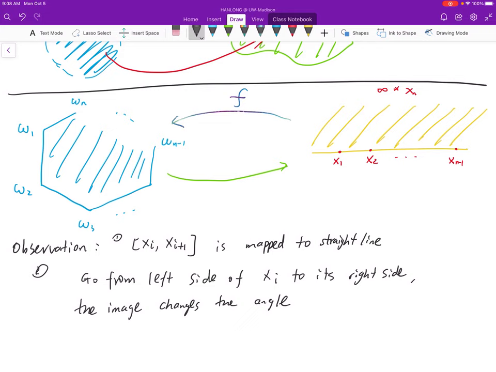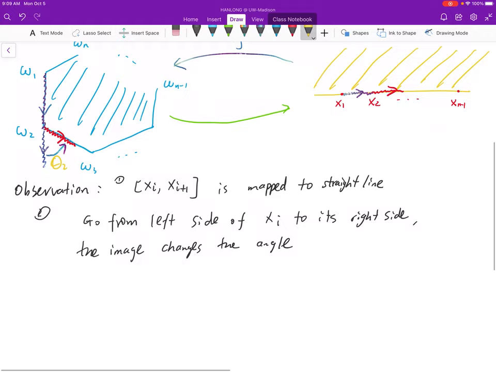For example, x1 to x2: if you go this way, it corresponds to this side. But then if you go x2 to x3, on the right hand side you are on the same line, so the angle is the same. But on the left hand side, originally you have this angle, but then you change it to this one. So there is a changing of the angle. Let's call it theta 2. So that's the observation.